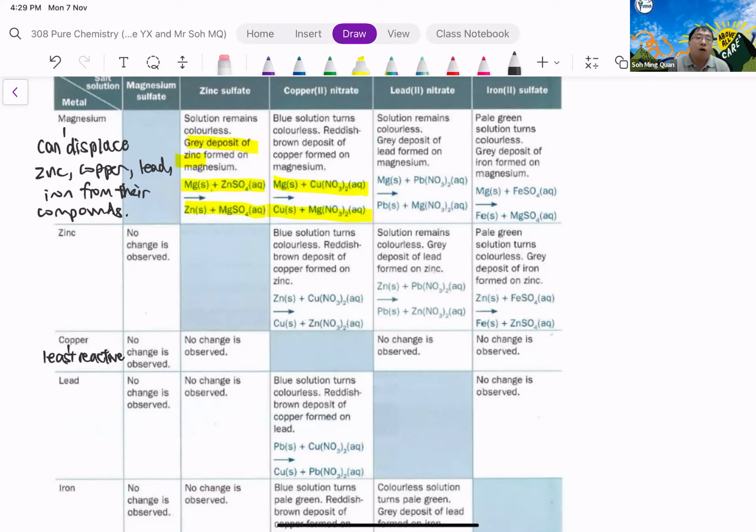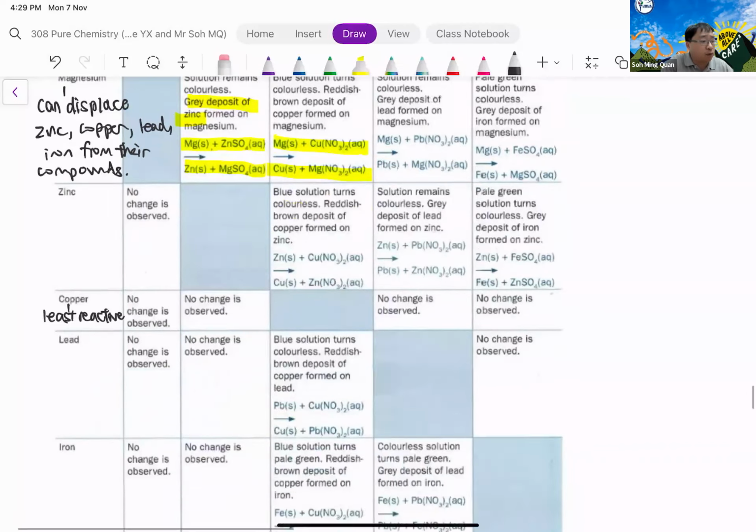Okay? Now, please don't go and memorize this table. The point here is not about memorizing. The point here is, can you use this table to work out the reactivity of these metals? Next, can you actually work out, based on your knowledge of the reactivity series, which metal can displace who? Okay? Now with that, let's just move quickly to the next page.